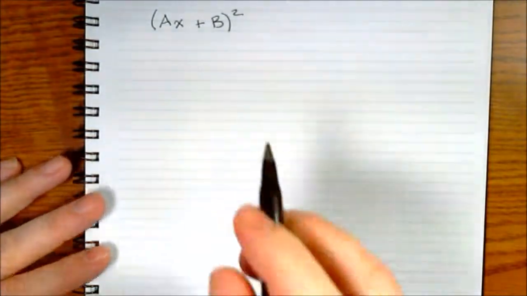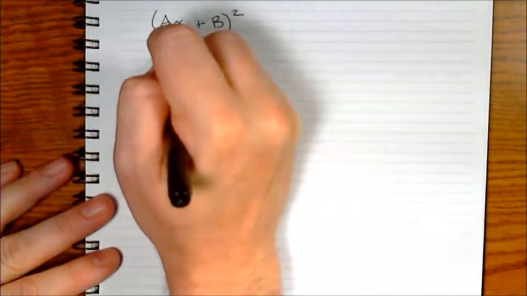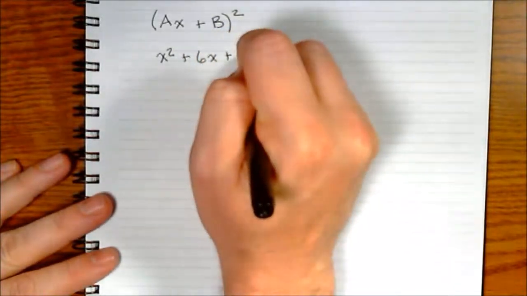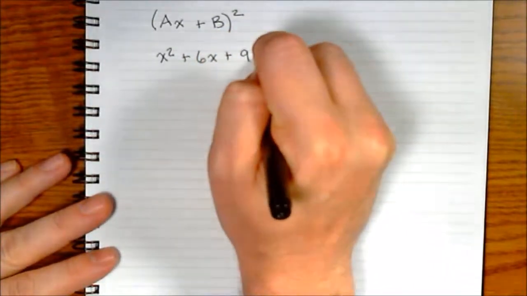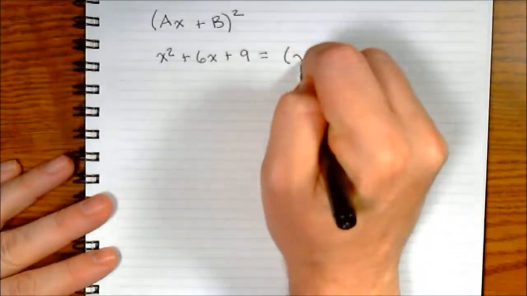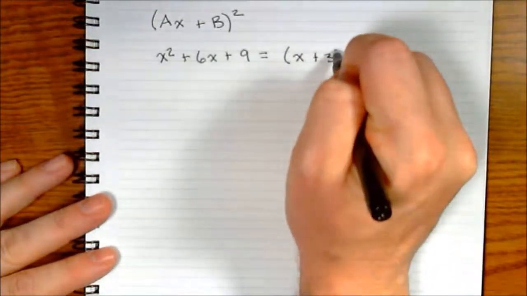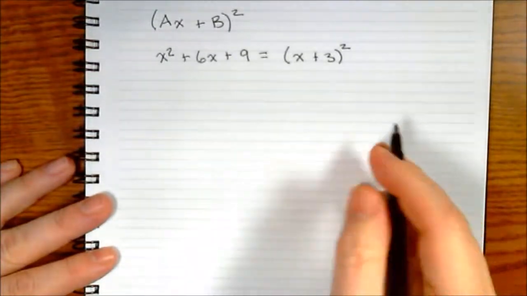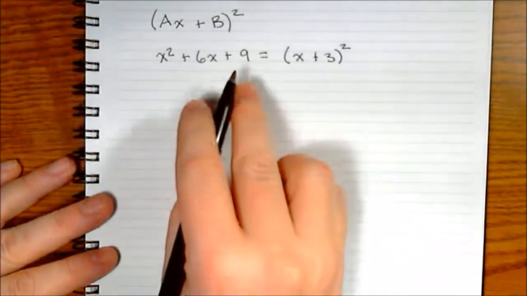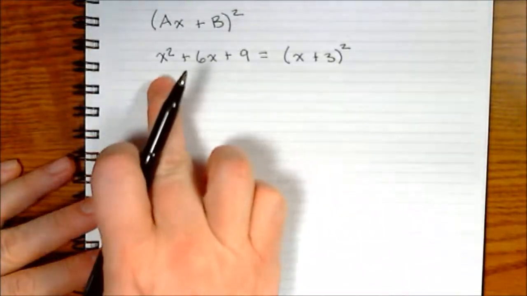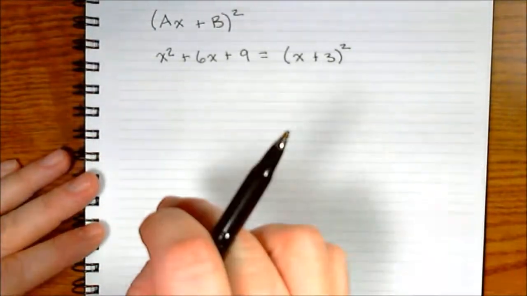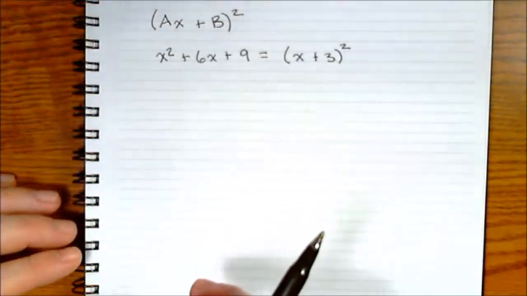So, for example, x squared plus 6x plus 9 is a perfect square because it equals (x plus 3) quantity squared. So by adding the correct number, in this case 9, to the left and right hand side of x squared plus 6x equals 0, we would have been able to complete the square.